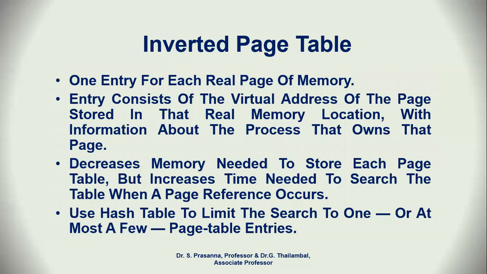And what is an inverted page table? There is one entry for each real page of memory. The entry consists of the virtual address of the page stored in that real memory location, with information about the process that owns that page. It decreases the memory needed to store each page table, but increases the time needed to search the table when a page reference occurs. Use a hash table to limit the search to one or at most a few page table entries.